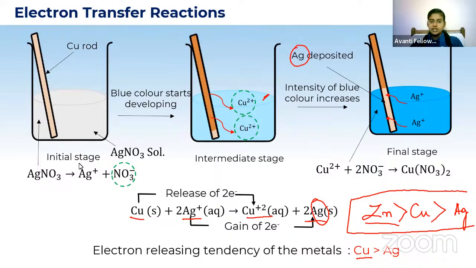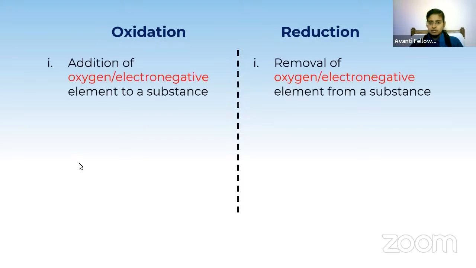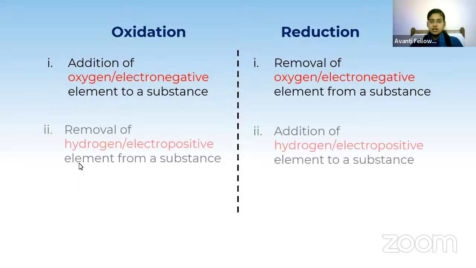Okay, let's go ahead with the difference between oxidation and reduction. Let me summarize in a tabular form. So what is oxidation? Addition of oxygen or addition of electronegative element. Reduction is removal of oxygen and removal of electronegative element. And removal of hydrogen or electropositive element is oxidation. Addition of hydrogen or addition of electropositive element is called reduction.